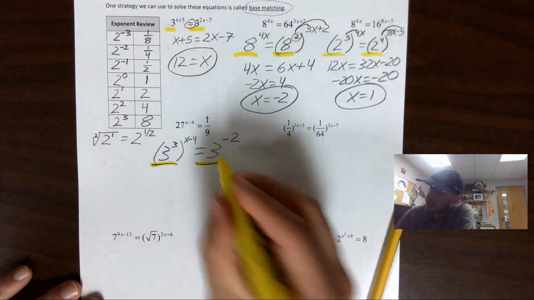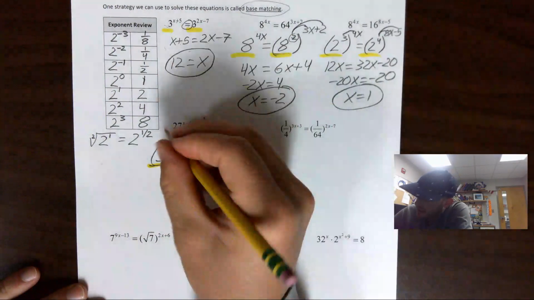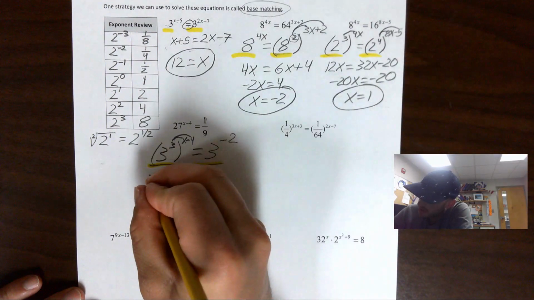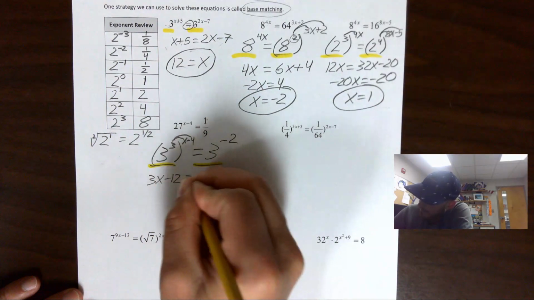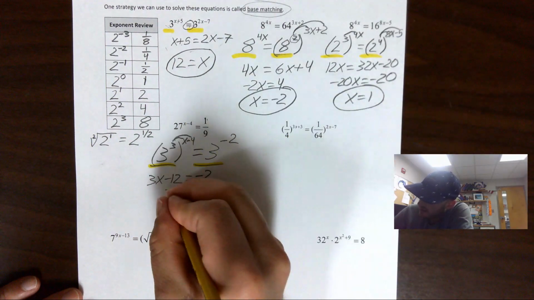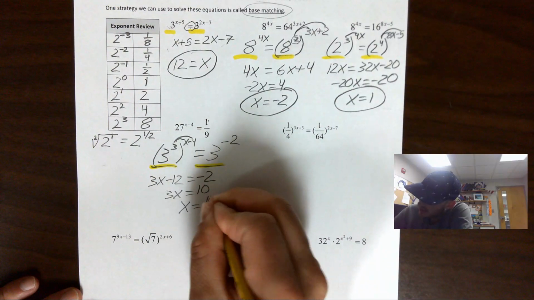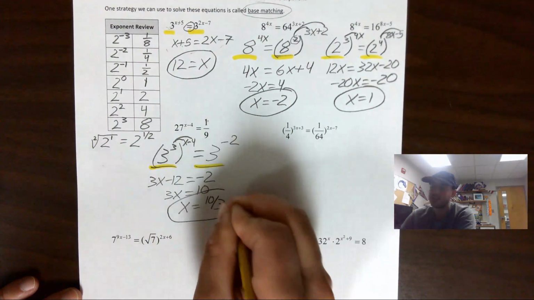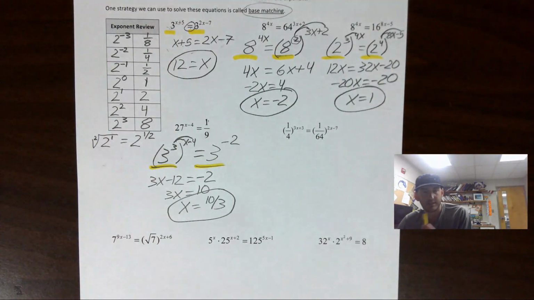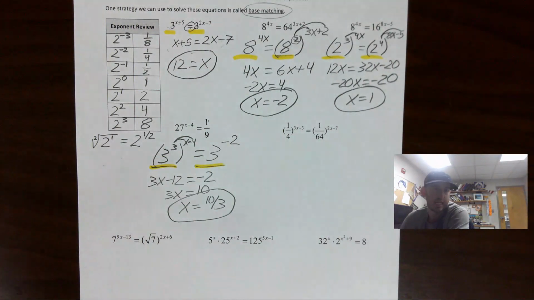Now I've got matching bases, so I can forget about them. Power to a power, we multiply. And 3x equals 10, x equals 10/3, right? You're not always going to get perfectly clean answers, so this one didn't work out as nicely as the other ones. However, it is still correct.